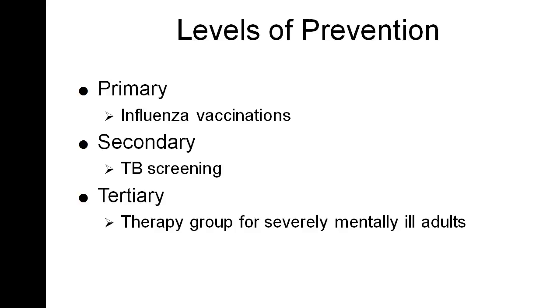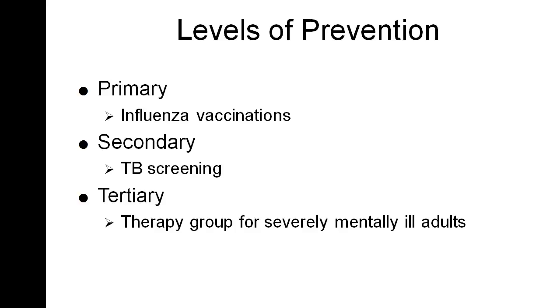Primary is true blue prevention from getting a disease, right? So we talk about a flu vaccine to prevent the flu. We talk about healthy eating to prevent diabetes. We talk about not starting smoking to prevent COPD and asthma. Exercising while pregnant to prevent obesity and diabetes.